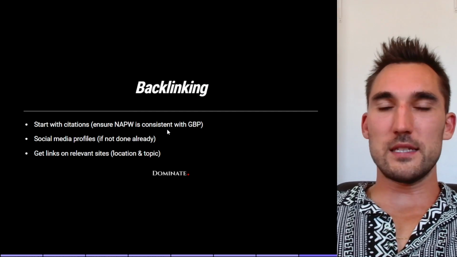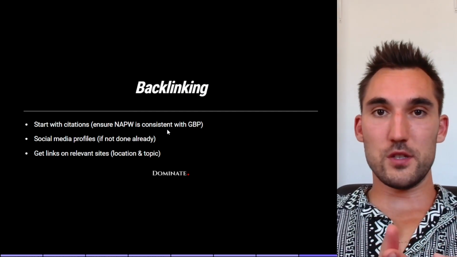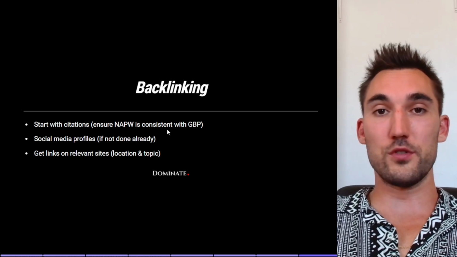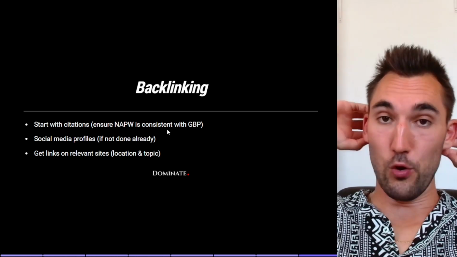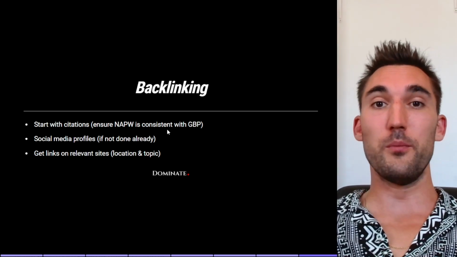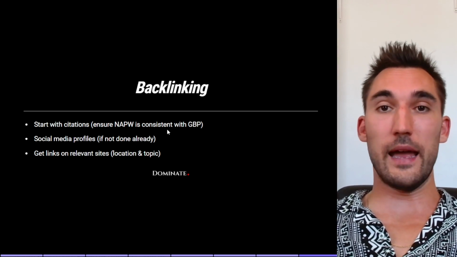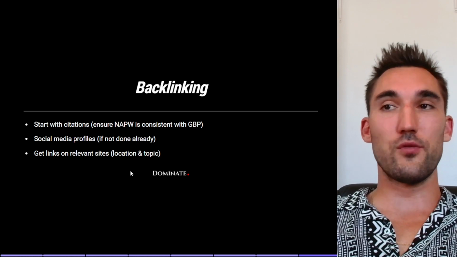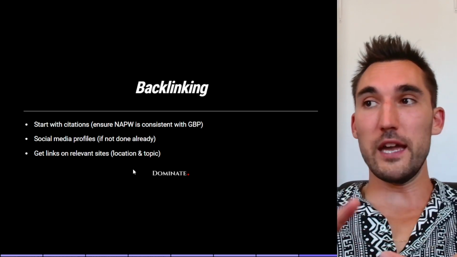Then once you've got that done, you're going to have a bunch of social profiles and a bunch of citations online with your information, and that's going to help Google to index the fact that your website's actually out there and it's a real business. It's not just a landing page, like a lead gen landing page. It's not that relevant. Now from here, you can get links on relevant websites, both for location and for topics.